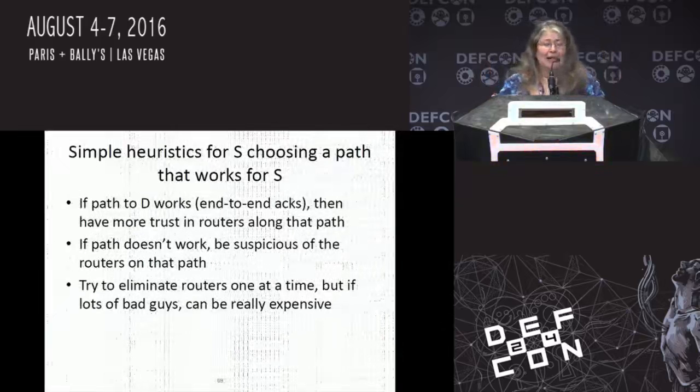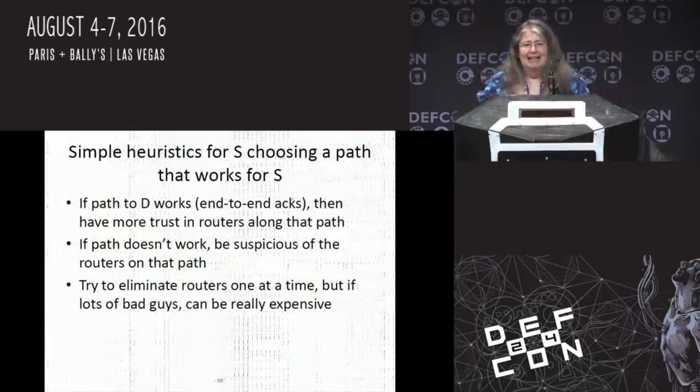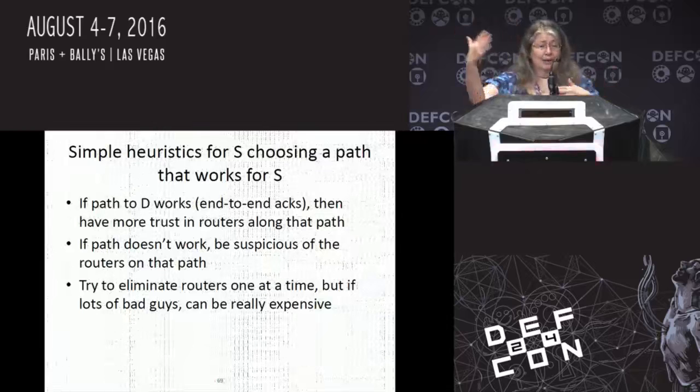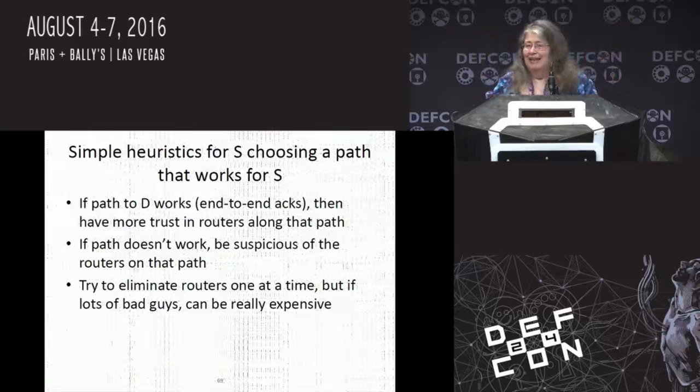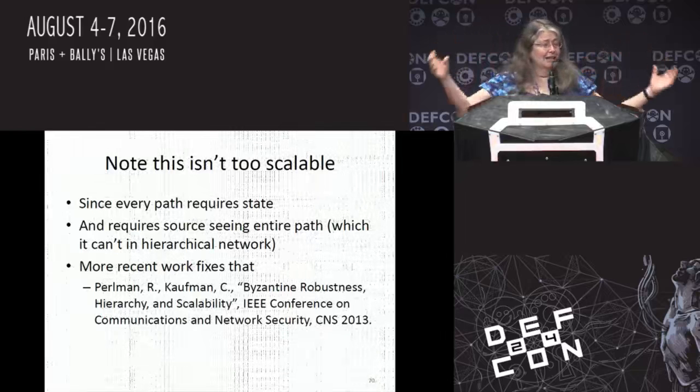Oh, and then people say, well, how can you choose a good path? I don't know. This is where I waved my hands. I said, if you have had a path to some destination and it worked, then you feel good about those routers. If you have a path to someone and it doesn't work because you're not getting access, then you're suspicious of the guys on the path. You don't know which one might be the bad guy, and you just try to find a different path, and hopefully you'll eventually succeed. So it's not terribly scalable, since every path requires state, and it requires the source seeing the entire path.